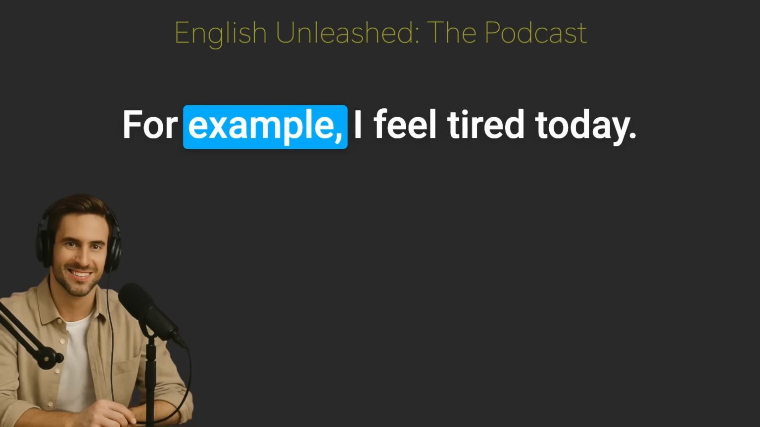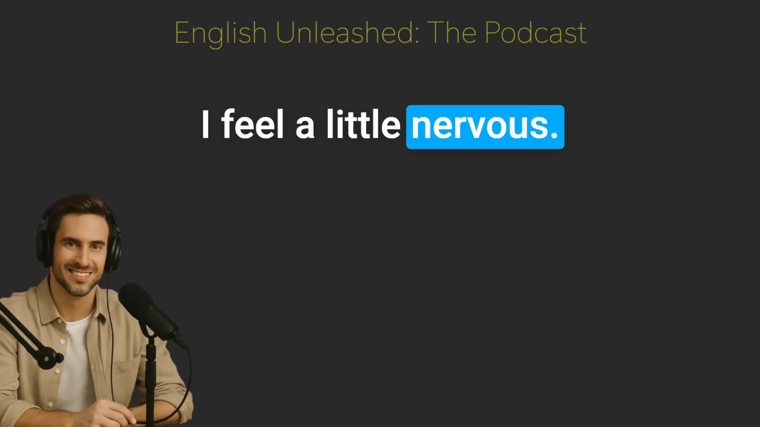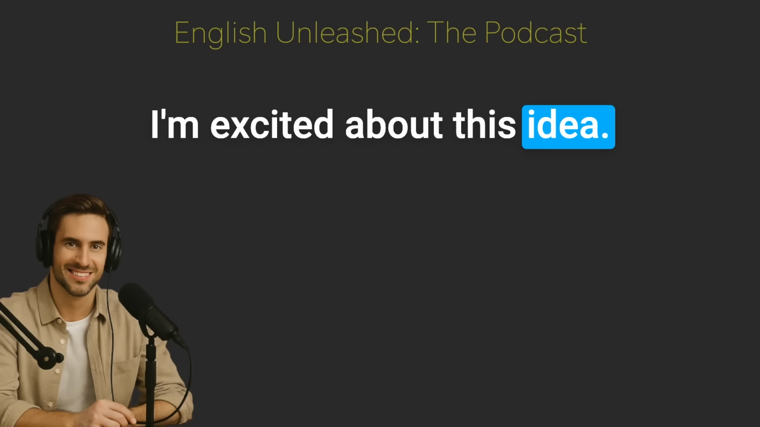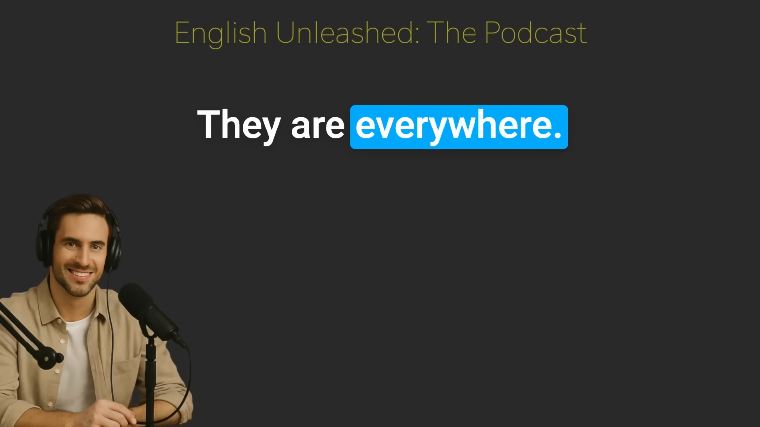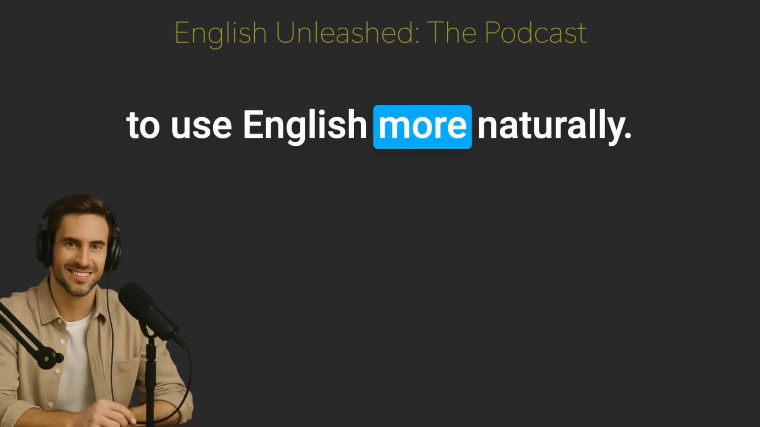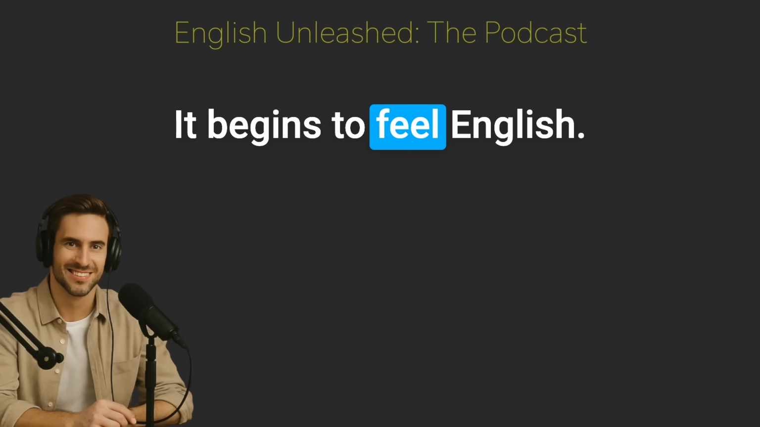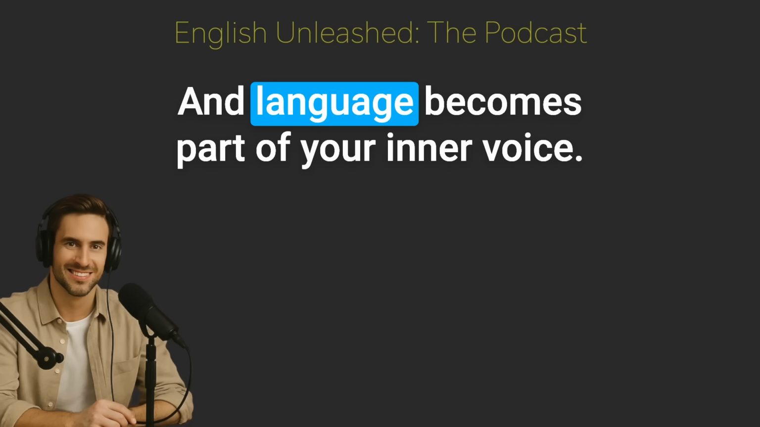For example, I feel tired today. I feel a little nervous. I'm excited about this idea. This may seem small, but emotions are very strong mental signals. They are everywhere. When you connect emotions with English words, your brain begins to use English more naturally. It begins to feel English. Your thoughts become emotional and real. And language becomes part of your inner voice.